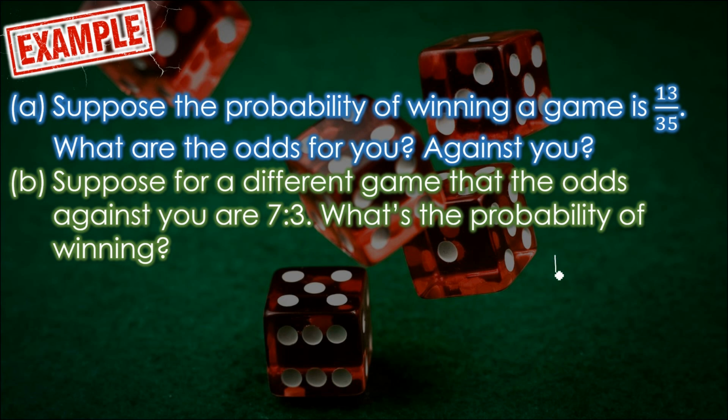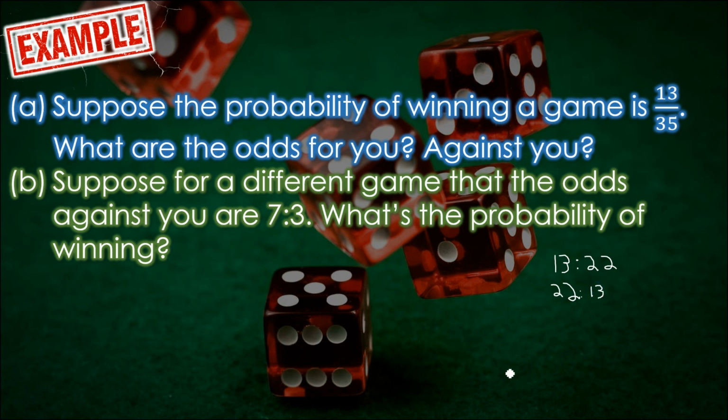Well, I've already been told that there are 13 winning outcomes for me, right? There's 13 outcomes that are in the event of me winning. So how many are losing? Well, there's 35 total, and there's 13 that are in my event. So if I want to know how many are losing, I would just have to do 35 minus 13, which is 22. So the odds for me are 13 to 22, meaning the odds against me are 22 to 13. Crushing it.